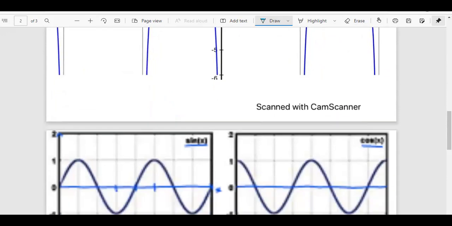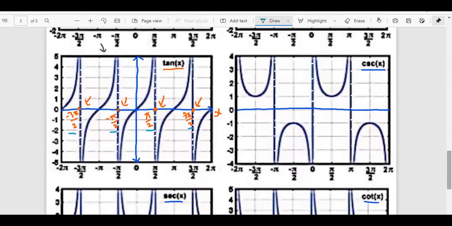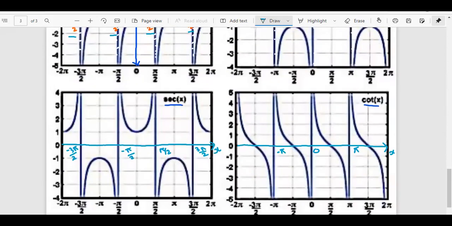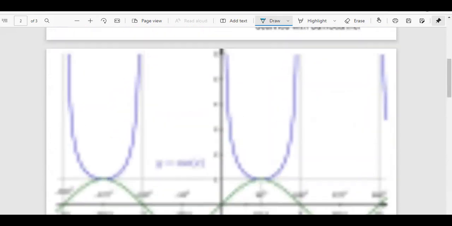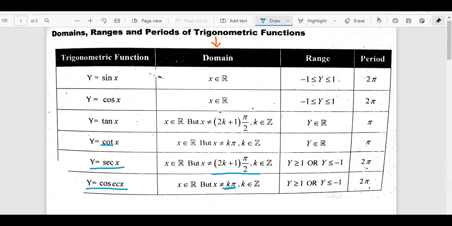Let's talk about cosecant. Here we have cosecant, and this is breaking at 0, at pi, at minus pi. So it is the same as what we did for cotangent. Yes. All right, very good. Now we are done with the domain. Anything that you have not understood for the domains? Any confusions? No, ma'am. All right.